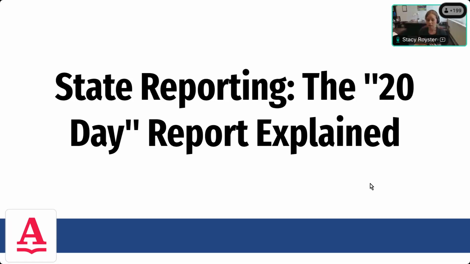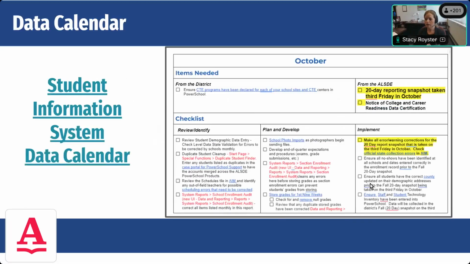But one of the things, since I am coming from the data information side as far as PowerSchool is concerned, is that we do have a student information system data calendar that, if you are new to a district and you have no clue what is pulled at the state level or when you should be doing things inside of PowerSchool to make sure you have your data good and nice for reporting purposes for the state, we do have a calendar out there. We put kind of the big things. And if you look at October's date inside of here, you'll see that we have highlighted here that this is when our 20-day snapshot is always taken, and it is always taken the third Friday in October.